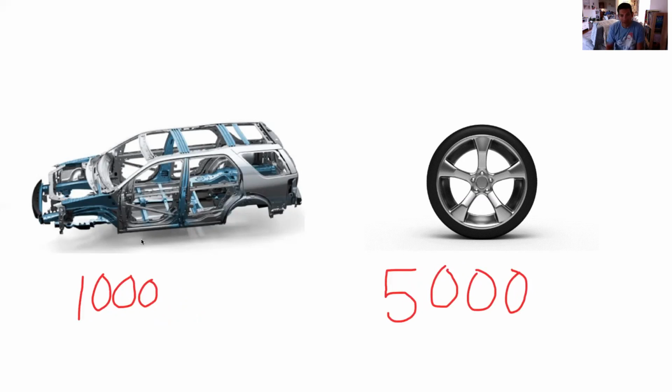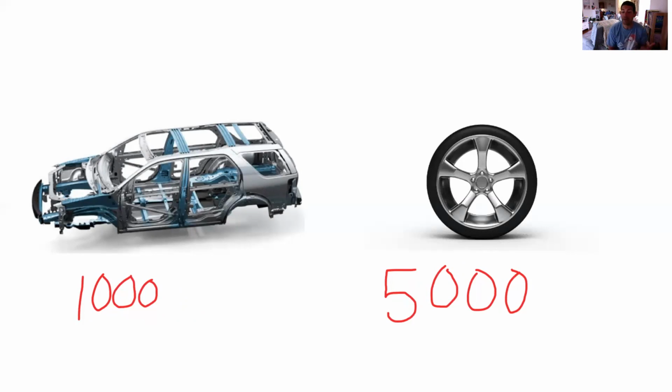All right. Well, now, if we have 1,000 frames, we could make 1,000 cars. Now, how many wheels would we need to make 1,000 cars? We would need 4,000 wheels. How many wheels do we actually have? 5,000. So now it's kind of like we flipped the switch on this, right? Now the frame is the limiting reactant in this given amount, right?